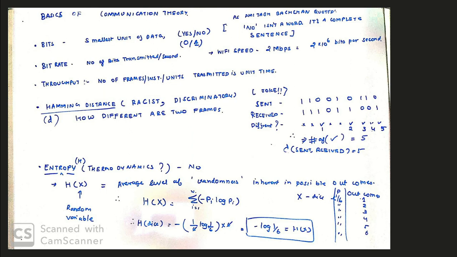Suppose we have a dice which is unbiased, then the probability of getting every outcome out of the 6 possible outcomes is 1 by 6. So entropy is defined as the summation of minus probability of an outcome into log of the probability of that outcome, whole summation. So we can calculate that for a dice the entropy is minus log 1 by 6.